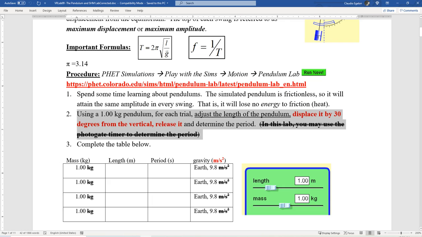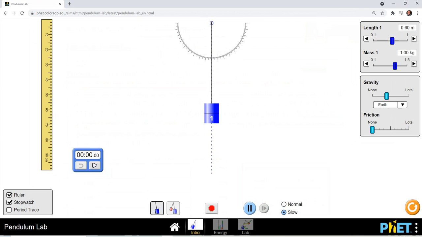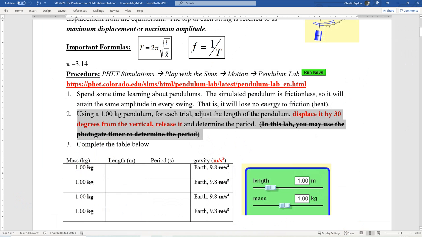Using a 1 kilogram pendulum for each trial, adjust the length of the pendulum. Displace it by 30 degrees. Okay, here you go. I'm going to displace it by 30 degrees. And by the way, I'm going to pause it initially. Displace it 20, 30 degrees. Here you go. I'm not going to release it yet, and release it to determine the period.